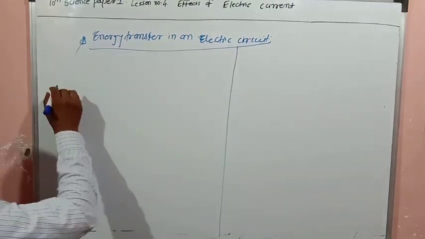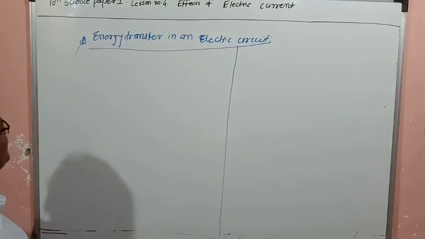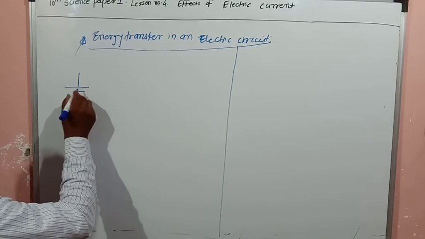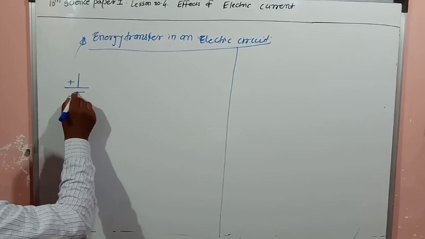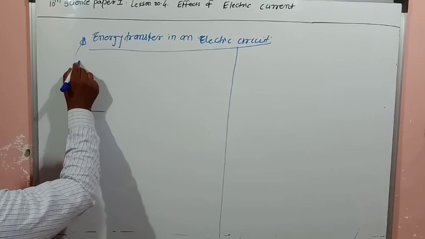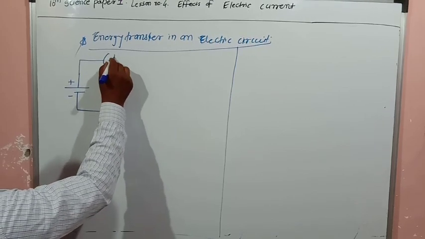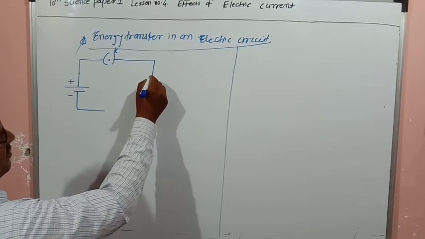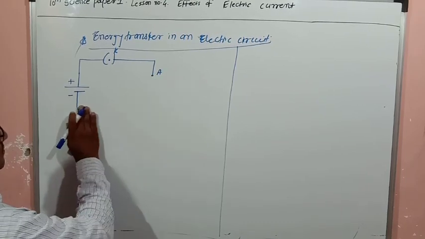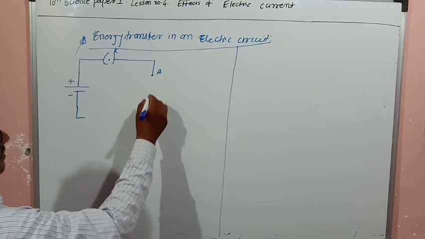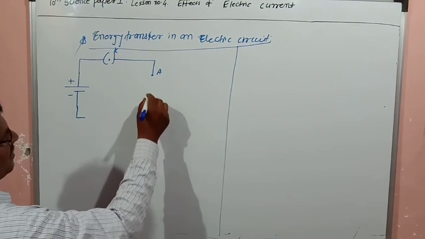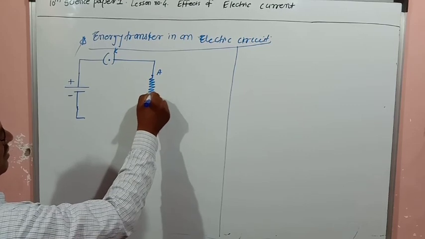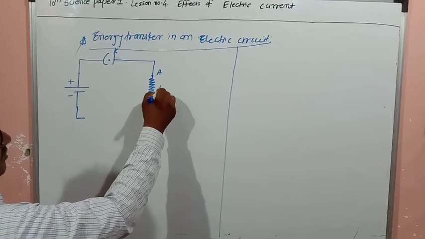Electric circuit we have studied before this, last year. So you take one battery or cell, then connect one key. After the key, point A is there, and here point B is there. Between points A and B, you connect one resistor of resistance R.